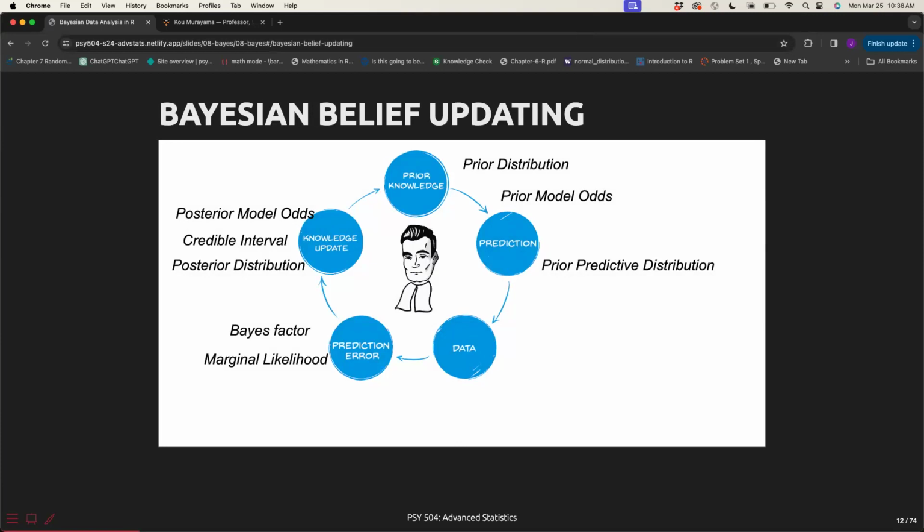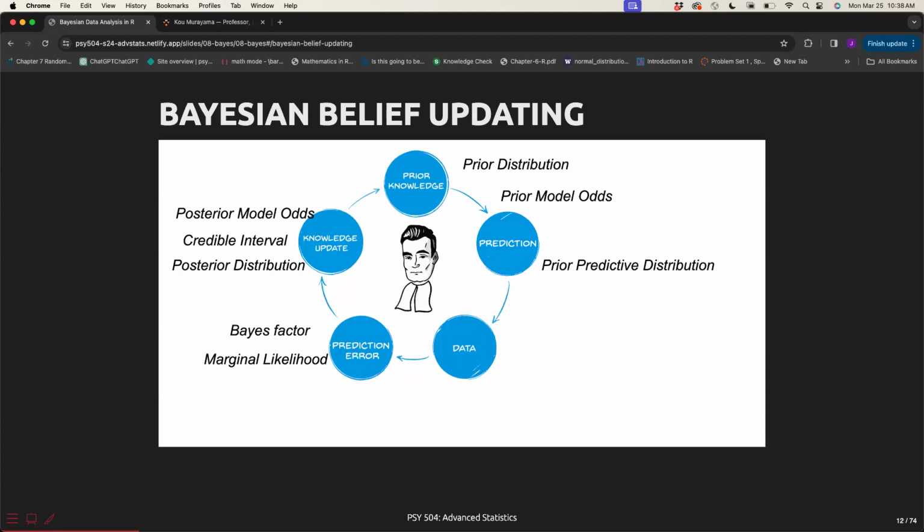So Bayesian data analysis requires a prior, it requires some data, and based off of these two things, we can update our beliefs. So what I have here is this Bayesian belief updating cycle. And what I wanted to do is go through each of these steps. I want to go over prior knowledge and talk about the prior distribution and prior model odds. I want to talk about prediction and the prior predictive distribution. So using our prior, what are the likely values associated with that prior? I want to talk about data and prediction error, so things like marginal likelihood and Bayes factors.